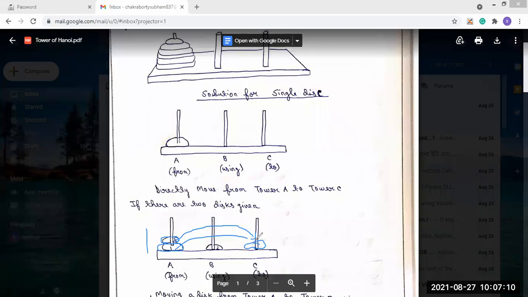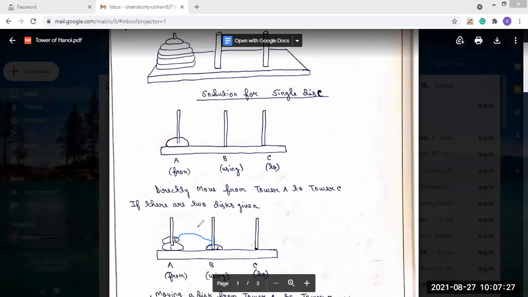That means this condition is violating the rule, so we cannot take that. So what will we do now? We will use the auxiliary tower.